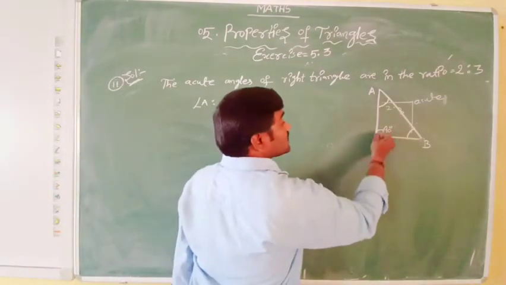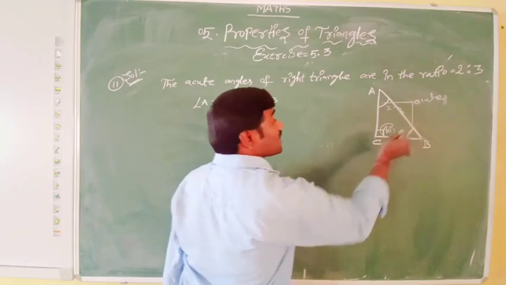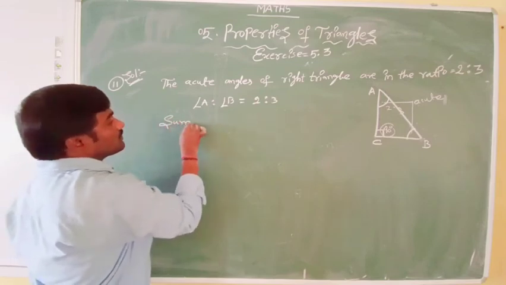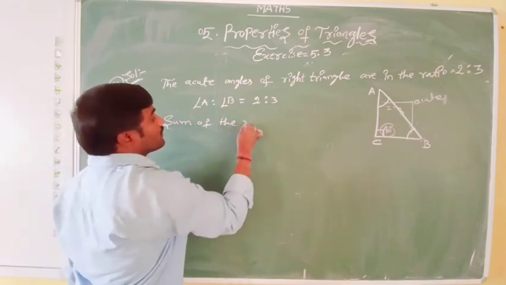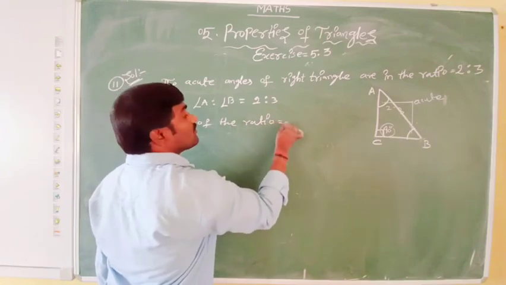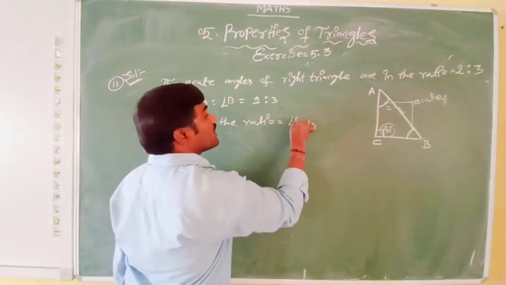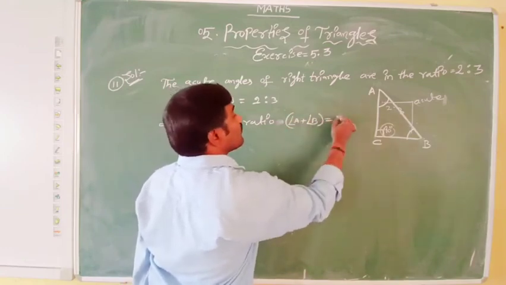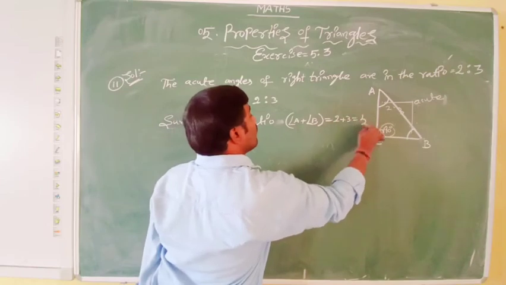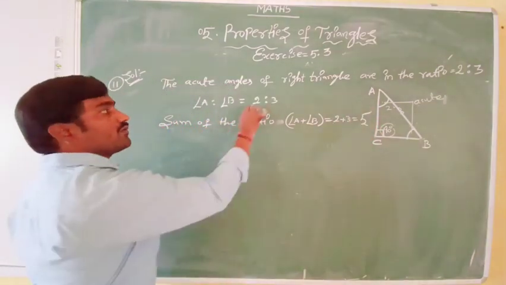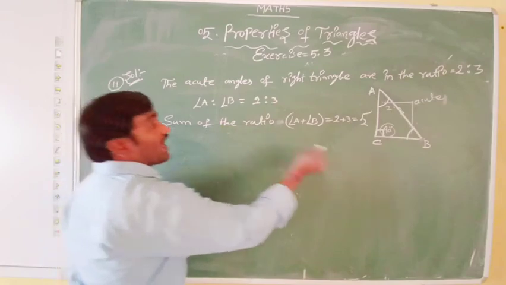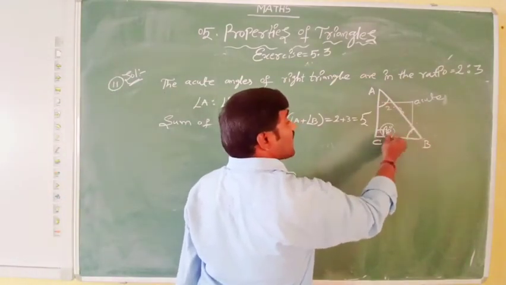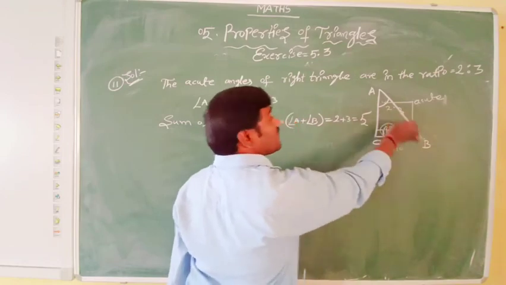Then here angle C is 90 degrees. That means the sum of these two angles should be equal to 90 degrees. Whenever they give the ratio, we have to go for the sum of the ratio. Angle A plus angle B: 2 plus 3 equal to 5 parts. So when you add this ratio, you get 5 parts. Here already 90 degrees is there, and 90 more degrees we have to get.